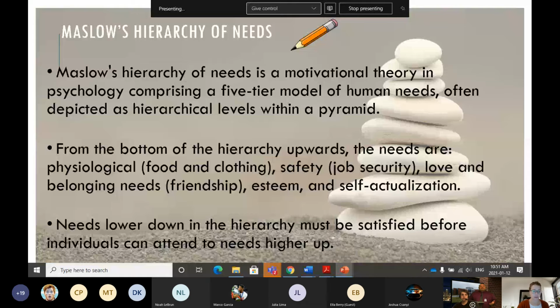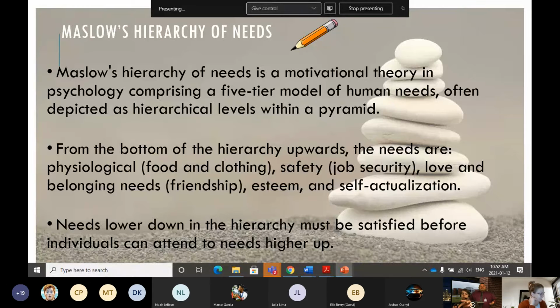So he created this hierarchy of needs. Human needs for living and surviving. Hierarchy just means an order of importance. So Maslow's hierarchy of needs is a motivational theory in psychology comprising a five-tier model. So there are 5 levels of human needs. They're often depicted as hierarchical levels within a pyramid. So you'll see, I believe on the next slide, a picture of what this pyramid looks like that I'm going to have you guys draw.